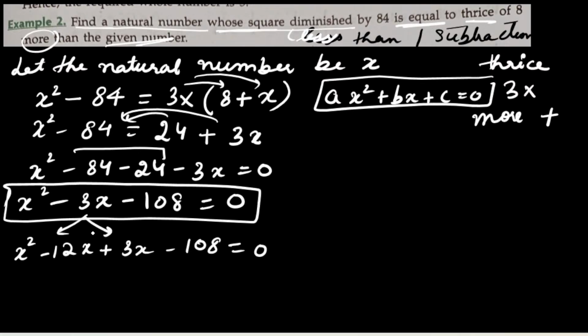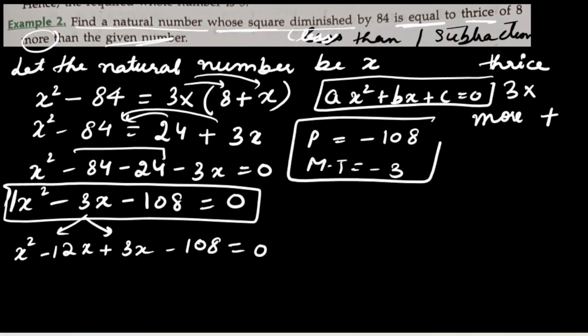So their addition is equal to minus 3 and their product is equal to the product of the first and last. The product of first and last is minus 108. First is 1, 1 into 108 is negative 108. The middle term is negative 3. So accordingly we have done the factorization. This is the first pair, this is the second pair.